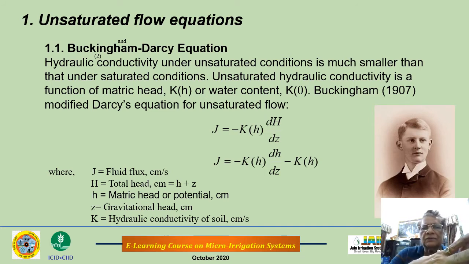Now, in case of the Buckingham-Darcy equation, it is a slight extension of Darcy's equation, and he just took hydraulic conductivity K as a function of two parameters, head and moisture content. And then he defined the fluid flux J equals minus K(h) dH/dz, that is, minus K(h) dH/dz minus K(h). Now J is the fluid flux, capital H is the total head, that is small h plus z, where small h is the matric head or potential, and small z is the gravitational head, and K is the hydraulic conductivity of the soil. So this is a simple equation.